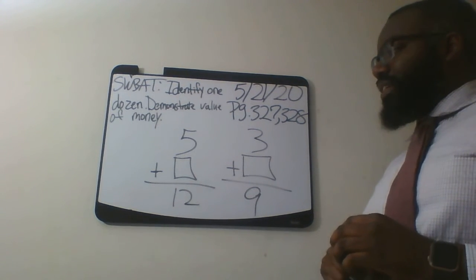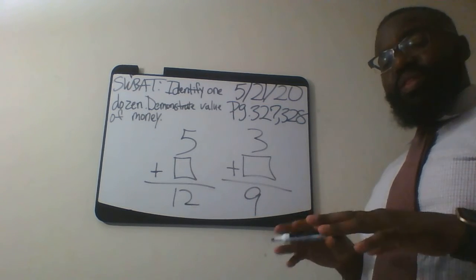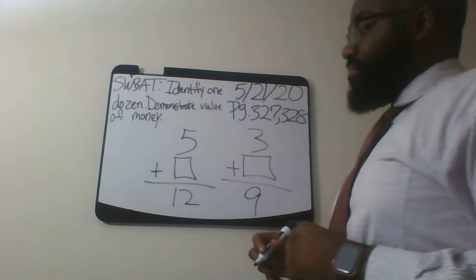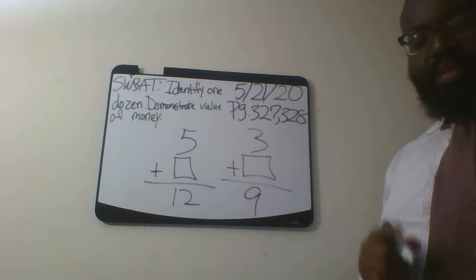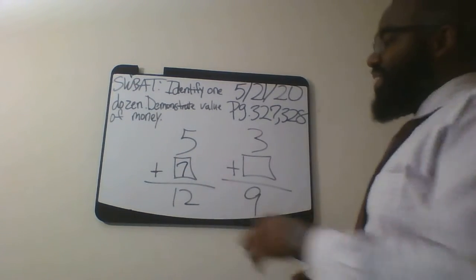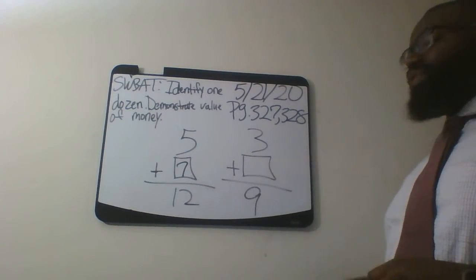Would it be 6? No, not 6. That's too low. Let's try again. A little bit higher. Is it 7? That is correct. 5 plus 7 will give you 12. Let's move on to the next one.